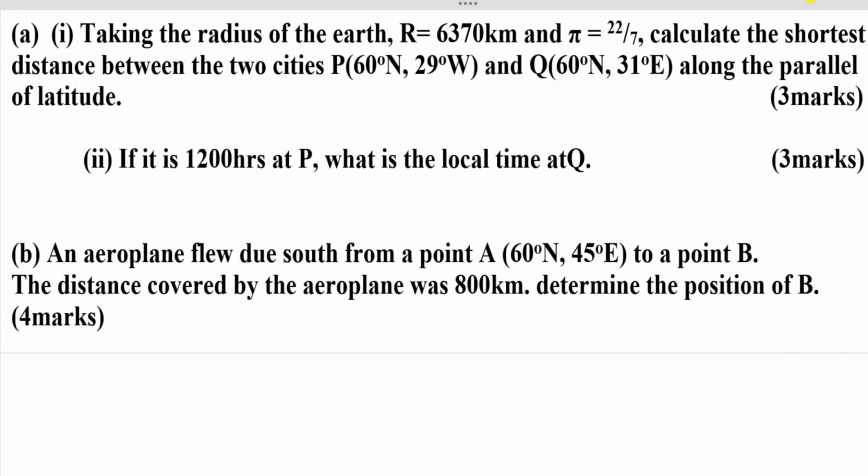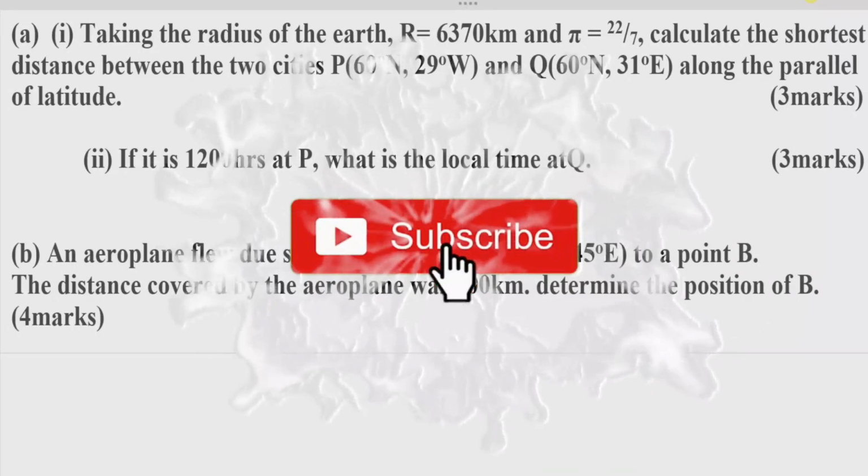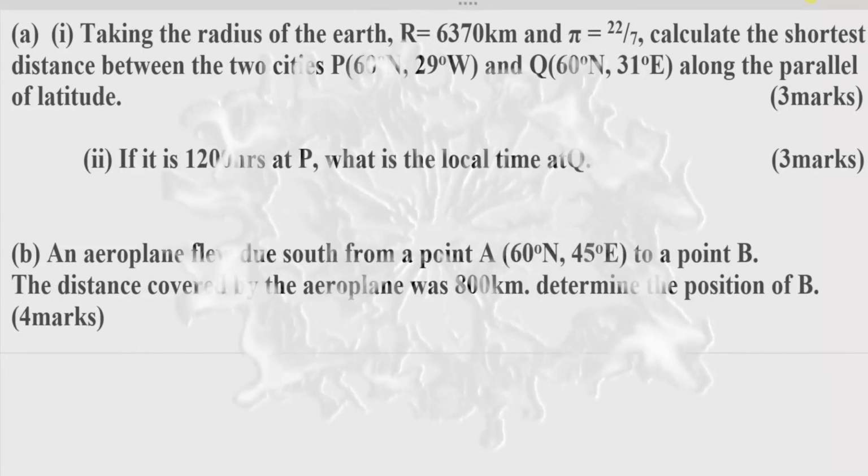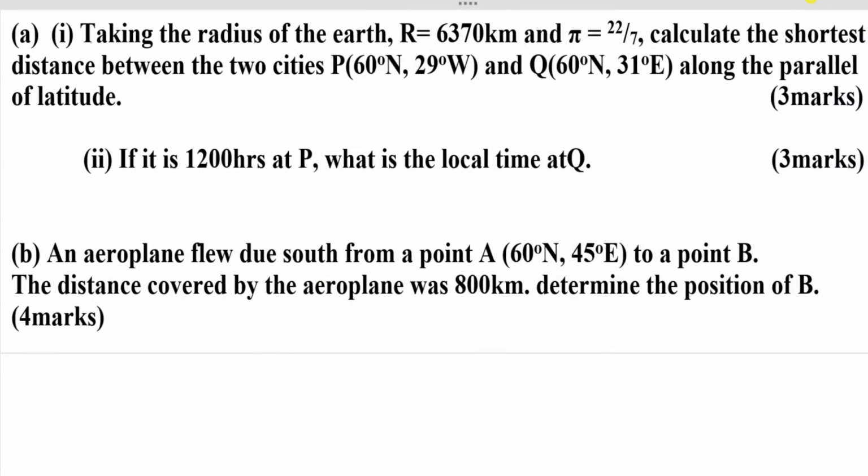Part A, part 1. Taking the radius of the Earth, r equals 6370 and pi equals 22/7, calculate the shortest distance between the two cities P, 60 degrees north, 29 degrees west, and Q, 60 degrees north, 31 degrees east, along the parallel of latitude. Part 2: if it is 12:00 hours at P, what is the local time at Q?